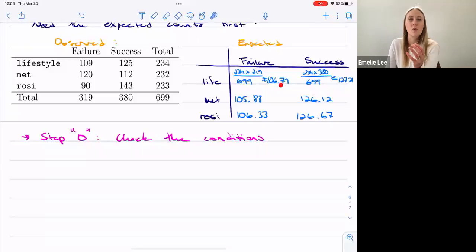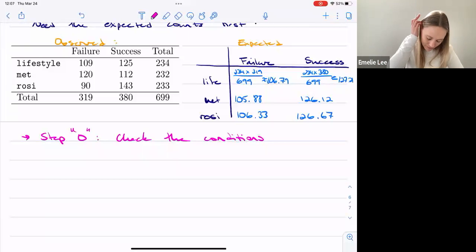You could have just as well found these expected counts at the very beginning, before you even stated your null and alternative hypotheses, right? And then you can check to make sure that you have at least 5 in each cell, which we do definitely. But here I just wanted to wait with the expected counts until we were ready to use them.